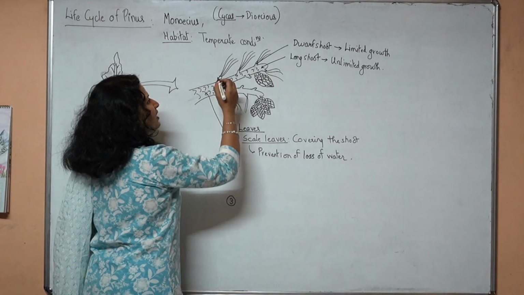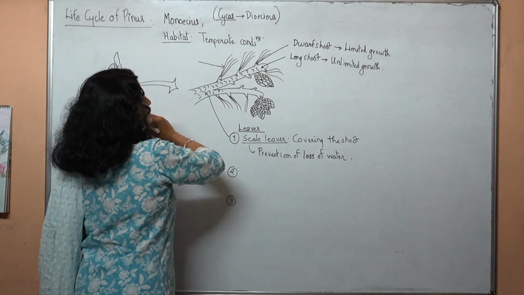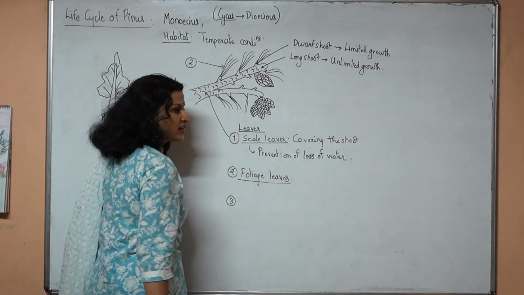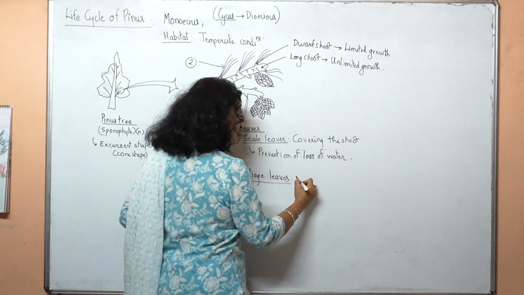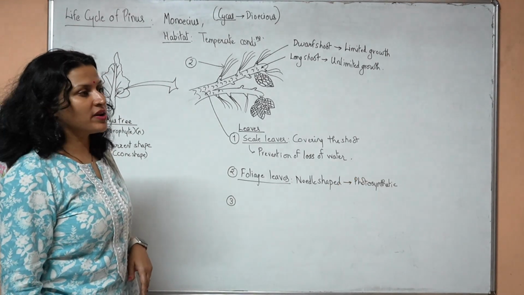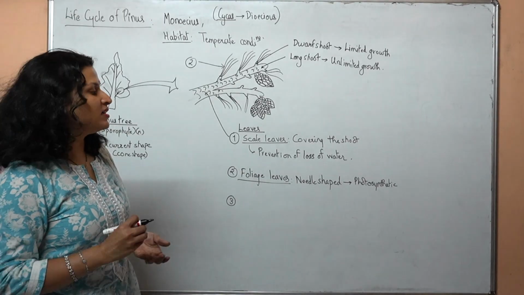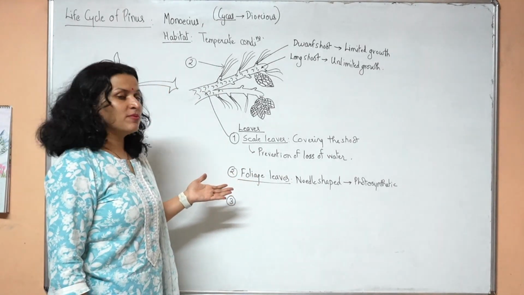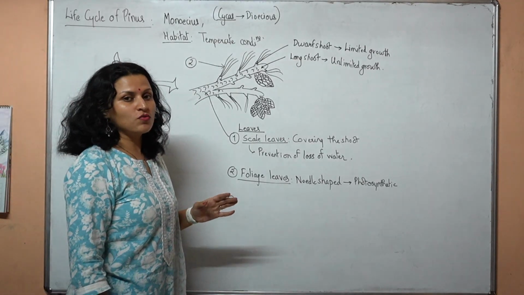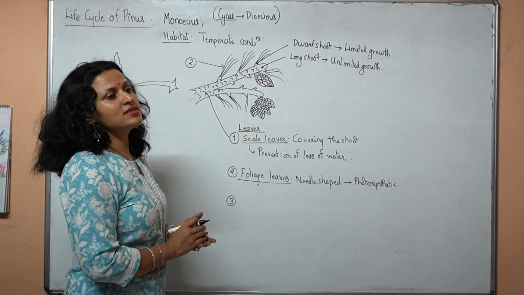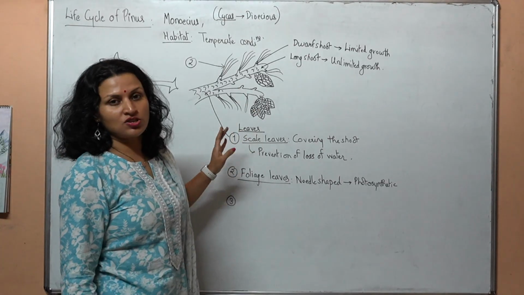Second types of leaves are these needle-shaped leaves. They are called the foliage leaf, arising from the dwarf shoots. If you can see that, these foliage leaves are needle-shaped and they are known to be photosynthetic. Someone must do the photosynthesis process, right? And they are not broad lamina, they are needle-shaped. They will also have thick cuticle and sunken stomata, and the needle shape is also for prevention of loss of water.